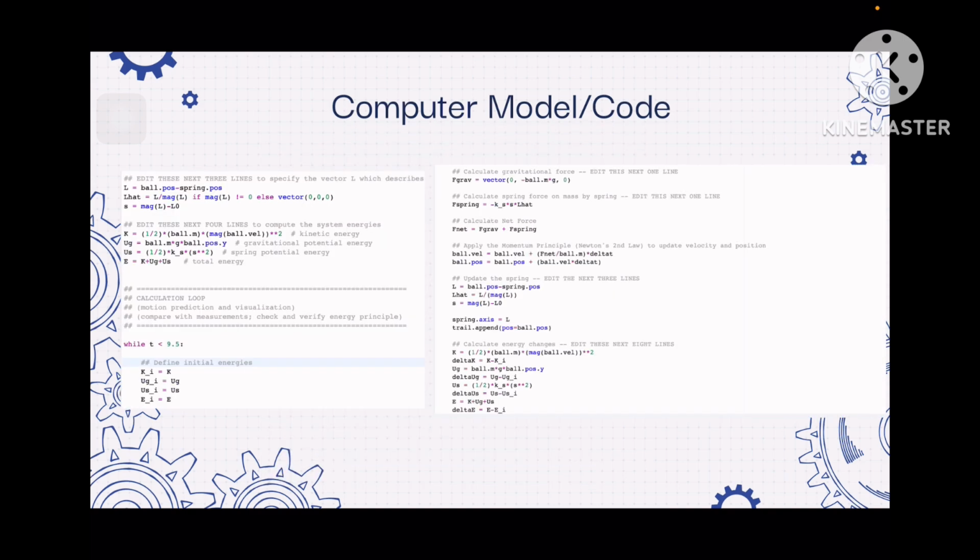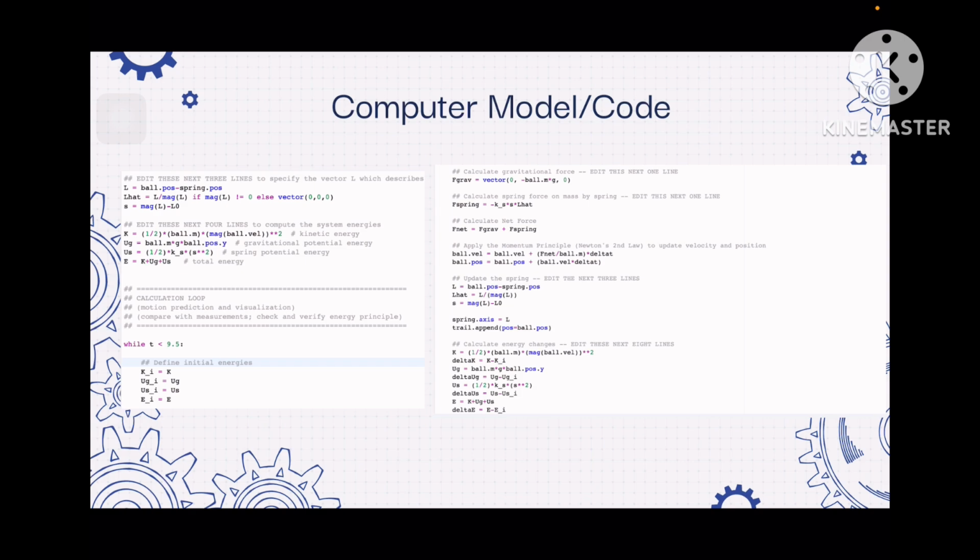Starting at line 86, we set up the key physics. First, we define the vector L, which points from the spring's attachment point to the ball, telling us both the length and direction of the spring at any moment. From L, we calculate L hat, and we then initialize our 3 energy quantities: kinetic energy using 1/2 mv squared, gravitational potential energy as mg delta y, and spring potential energy as 1/2 ks squared, which we will track throughout the simulation.